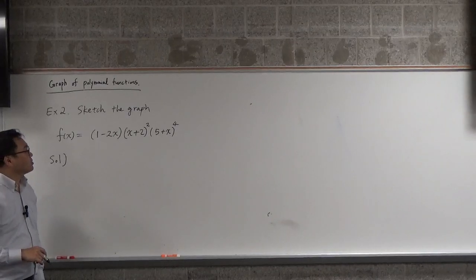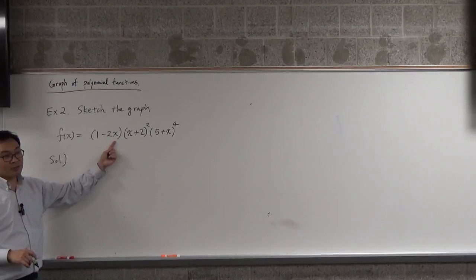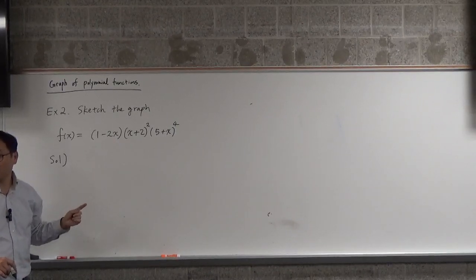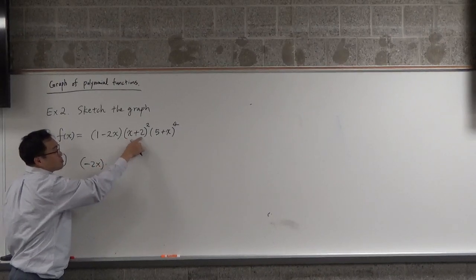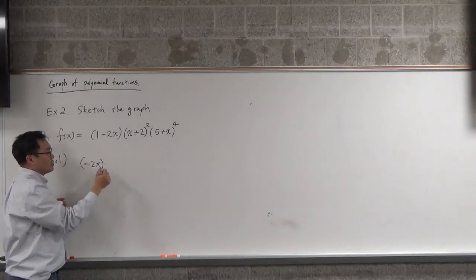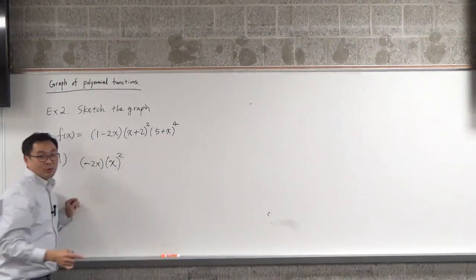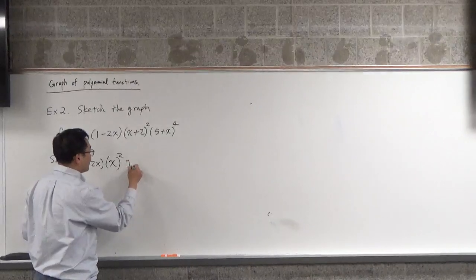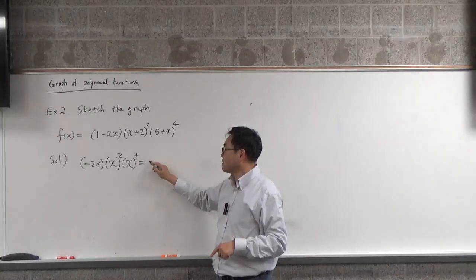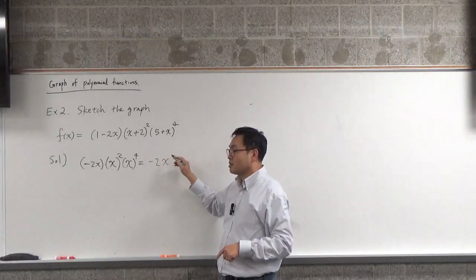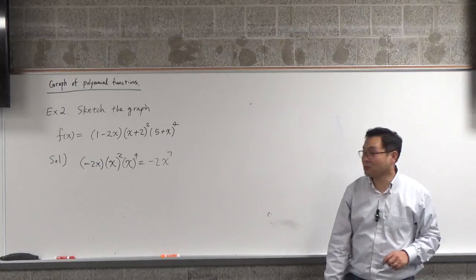First, think about the highest order term. Between these two, what is the highest order term? Negative 2x, right? So it's going to be negative 2x. Between these two, what's the highest order term? X and x to the second power, right? How about 5 and x? Which one? X. Now, if you multiply all of these, you get negative 2x to the 7th, right? 1 plus 2 plus 4. Yeah, 7th. So that's the highest order term.